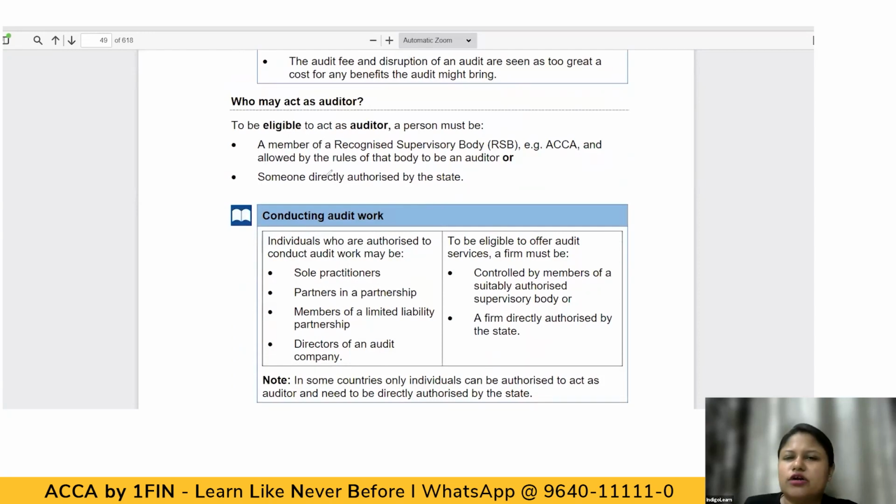Who may act as an auditor? The member of the RSB, that is the recognized regulatory body or supervisory body. Like in India, we have ICAI. In the broader framework, we have ACCA.